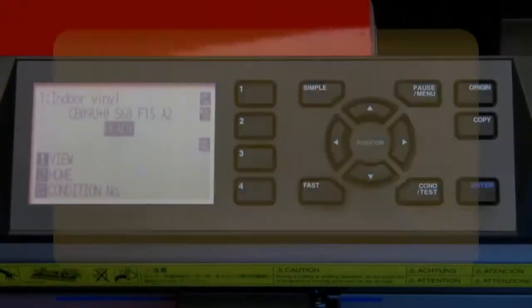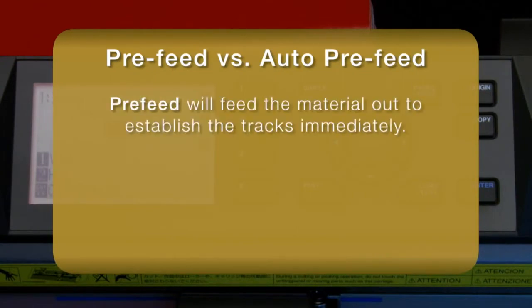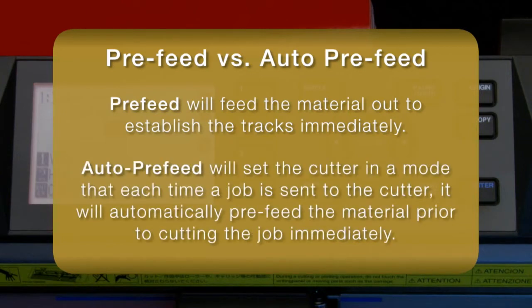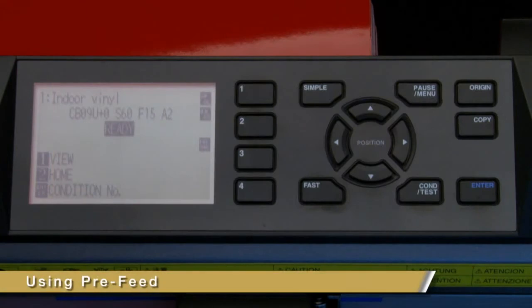The difference between these 2 functions is that pre-feed feeds out the material to establish the tracks immediately, whereas auto pre-feed sets the cutter in a mode that, prior to each job being cut, will automatically pre-feed the material to a predetermined length. Pre-feed works very simply.